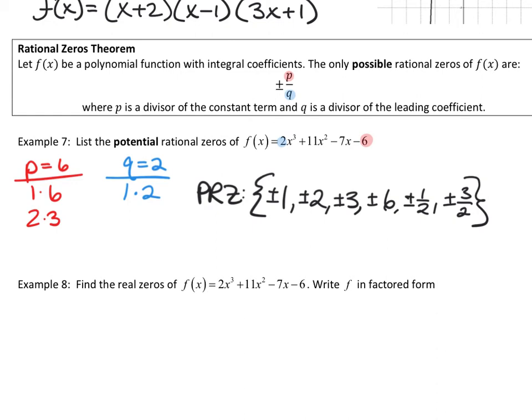Now, here's a problem. That's a lot of things to try, because that's 1, 2, 3, 4, 5, 6, 7, 8, 9, 10, 11, 12 different potential numbers that could be zeros for this function. So what we're going to do is cut down the numbers that we need to try very quickly using our graphing calculator.